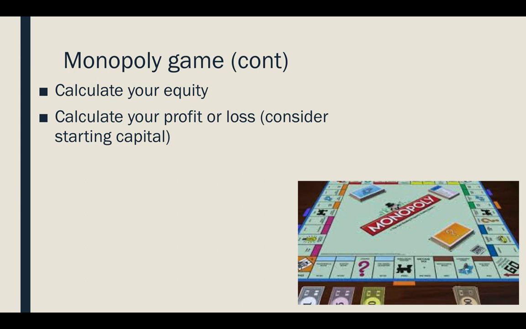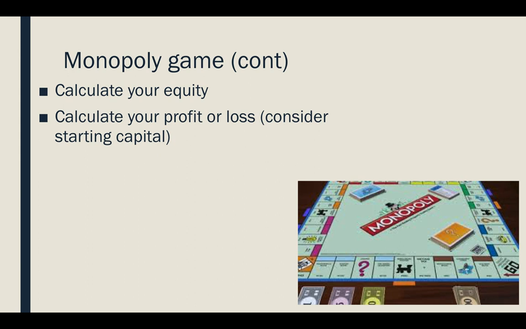You are then able to calculate your profit or loss by simply looking at, what did you start with? What was the money that the bank gave you right at the beginning of the game, also known as your starting capital? It's usually 1,500 if you're playing the standard game, but you might have done something different. Compare it to your equity now. If your equity now is 2,000, that means that you've actually made a profit of 500. In other words, the difference between your current net worth and what you started with.